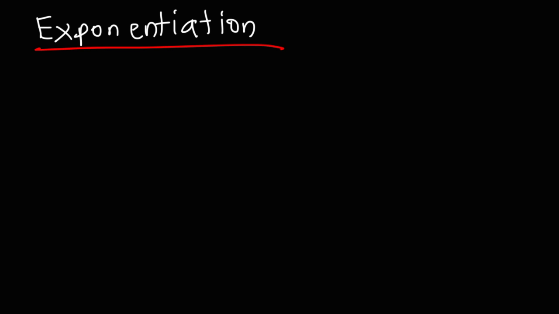Now let's talk about something else. Something called exponentiation. Or you could think of it as just exponents. Let's say if we have 5 squared, what does that mean? 5 raised to the second power is equivalent to multiplying 5 2 times. It's 5 times 5, which is 25.